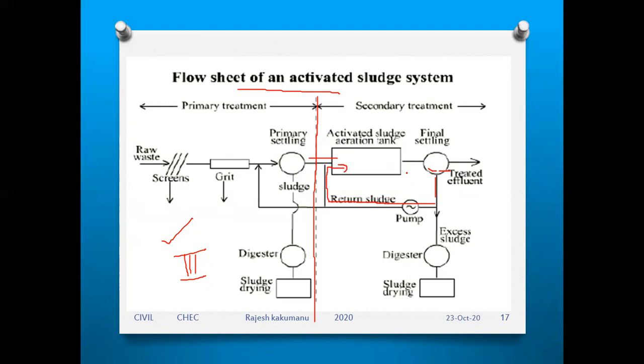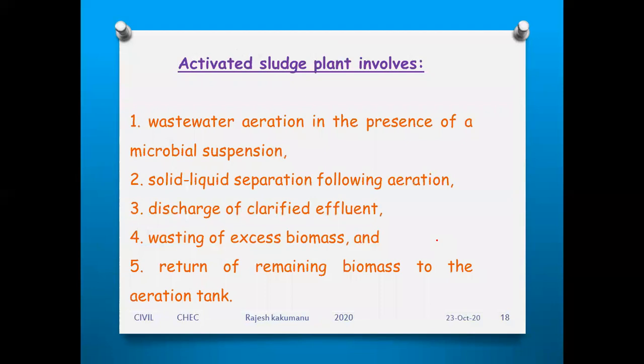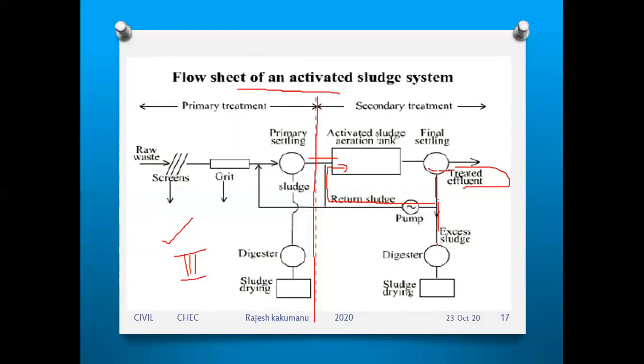So like this, the water keeps on circulating, and it goes into the final settling tank, and later it is treated as effluent. Whatever sludge accumulates comes down as excess sludge, and through the digester it goes into the sludge drying compartment. Here the solid sludge material is getting dried.